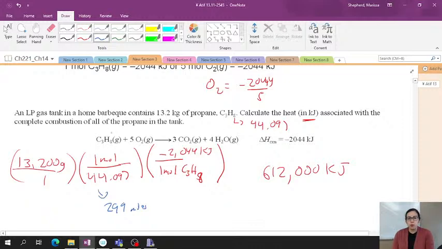Well, for every 1 mole of propane, we get out negative 2,000 kilojoules of heat. So then if we have almost 300 moles, we multiply it by that to get our total amount. And that should make sense, right? Because if we have a lot of moles in there, with 13.2 kilograms, and you're going to do a lot of barbecuing, hopefully, you're going to need to produce a lot of heat to cook your turkey or your onions, whatever you're roasting on the grill.